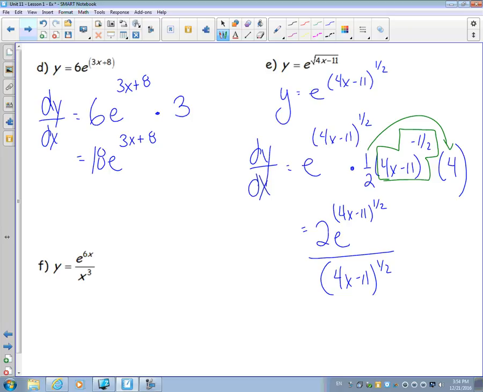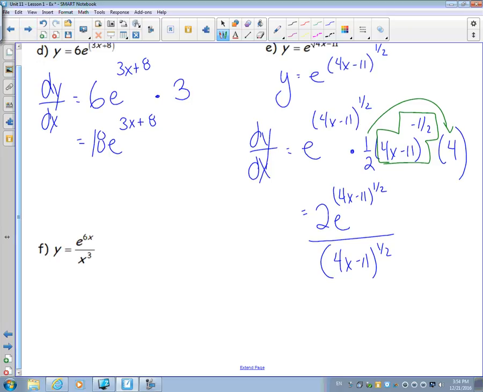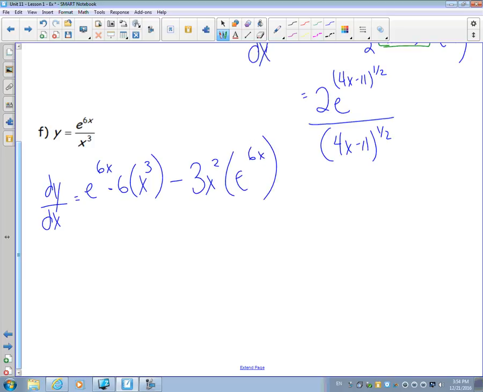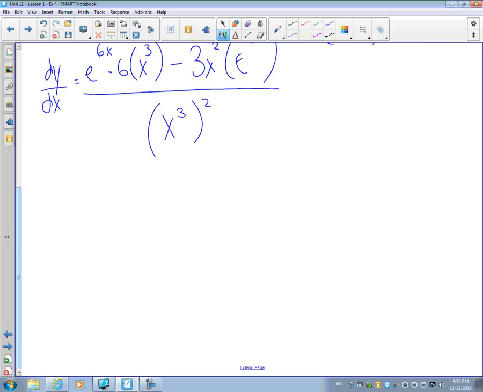Okay, and last one, quotient rule. Like everything else, we can apply all the other rules to functions involving e. So our quotient rule says, take the derivative of the top, which in this case is just e to the 6x times 6, times the entire bottom, x cubed, minus the derivative of the bottom, 3x squared, times the entire top, all over the bottom squared. Okay, now obviously that's messy, so let's simplify it.